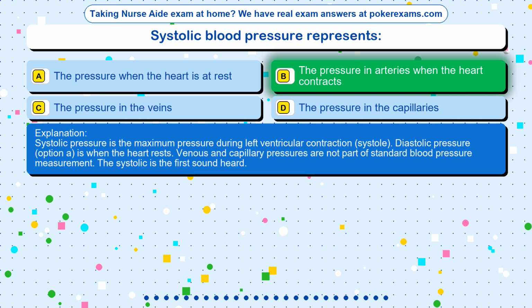Systolic pressure is the maximum pressure during left ventricular contraction, systole. Diastolic pressure, option A, is when the heart rests. Venous and capillary pressures are not part of standard blood pressure measurement. The systolic is the first sound heard.